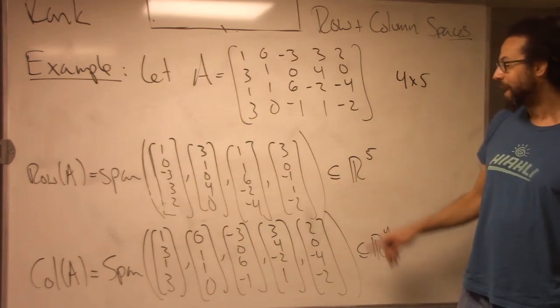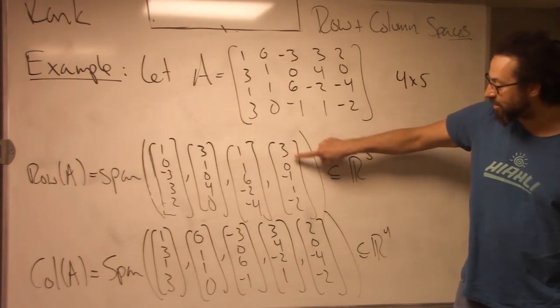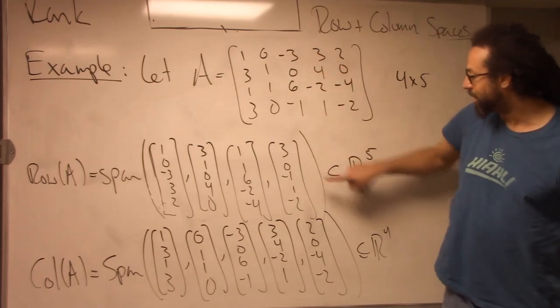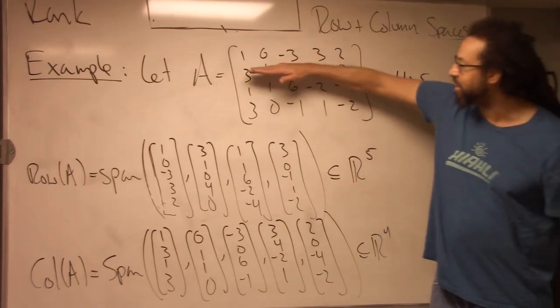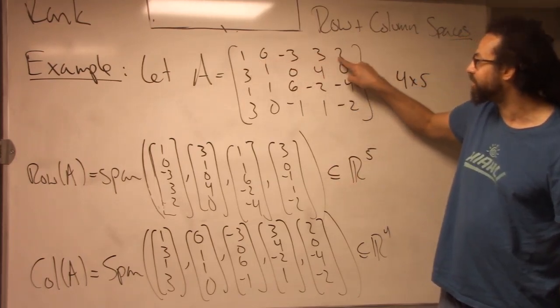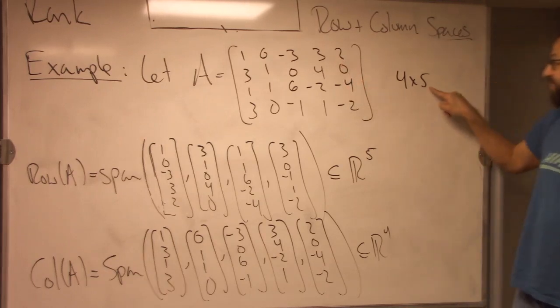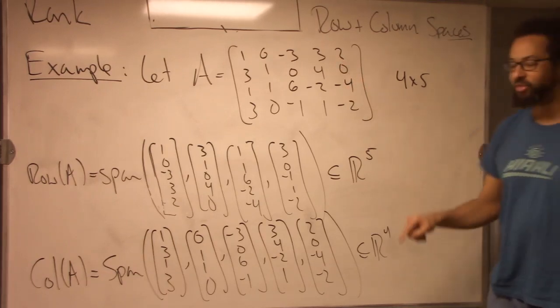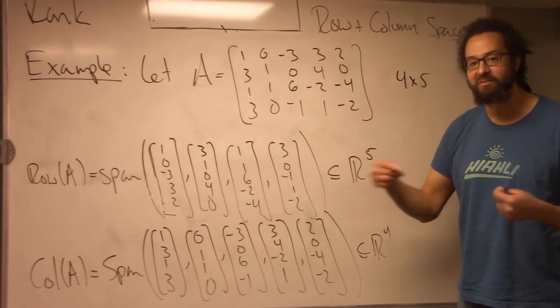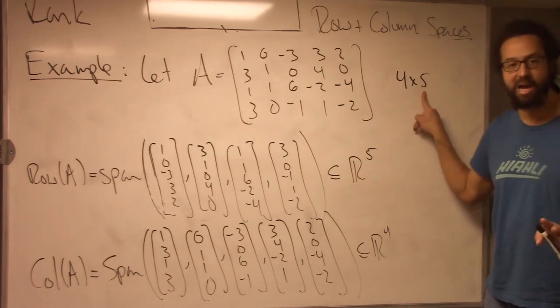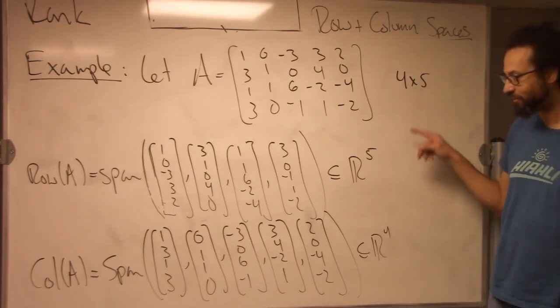space. And you can notice that each one of these row vectors belongs to R5, because each row has 1, 2, 3, 4, 5 entries. That's the same as the number of columns. So the row space lives in R5 because that's the number of columns. So just don't get those confused.